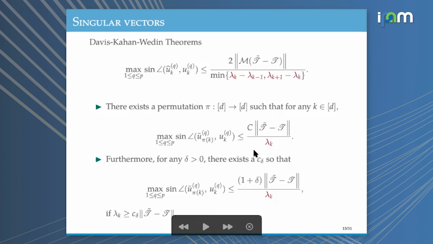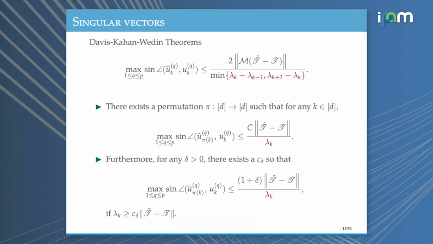Now let's look at the singular vectors. This is where most of the action occurs. Again, we can use the same strategy, because both T and T tilde, for now I'm assuming, are orthogonally decomposable. Then all these singular values can be categorized by basically matricizing them. And if you matricize them, all of a sudden I'm looking at matrices. When you look at the matrices, this is the classical perturbation bound by Davis, Kahan, and Wedin.